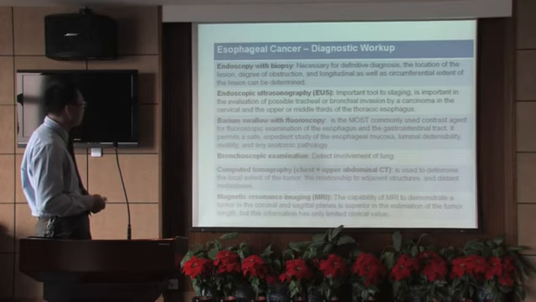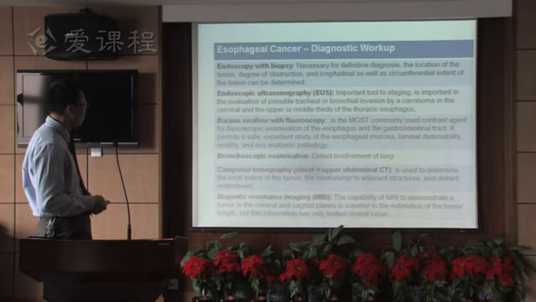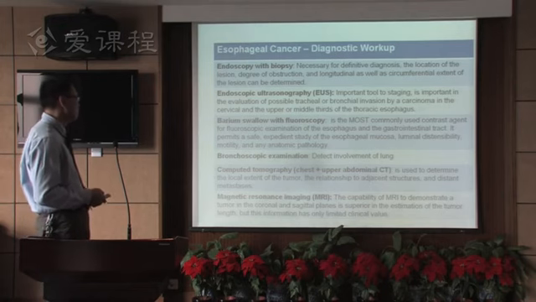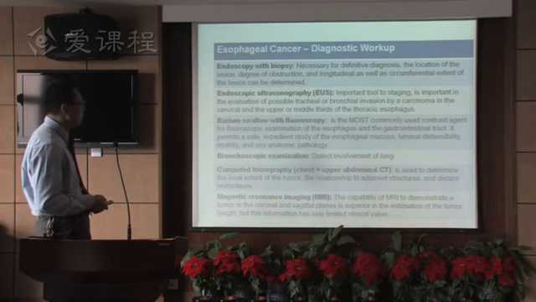Computed tomography is used to determine the local extent of the tumor, the relationship to adjacent structures, and distant metastasis. Magnetic resonance imaging: the ability of MRI to demonstrate a tumor in the coronal and sagittal planes is superior in the estimation of tumor length, but this information has only limited clinical value.